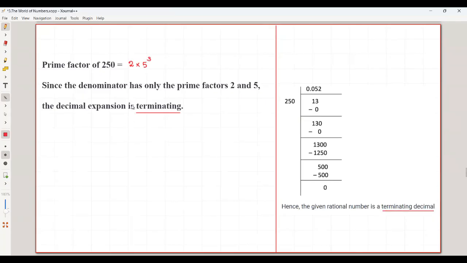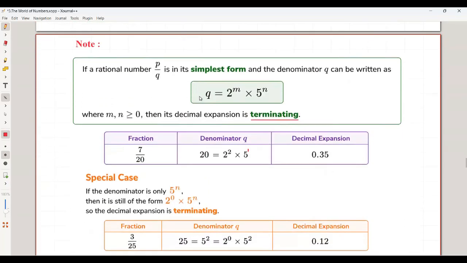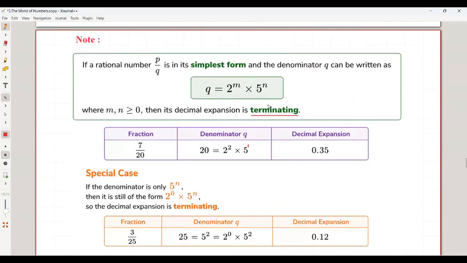This question is based on this property. If the denominator can be written in the form of 2 power m into 5 power n, then it is terminating. Otherwise, it's non-terminating repeating. Hope you can understand this.